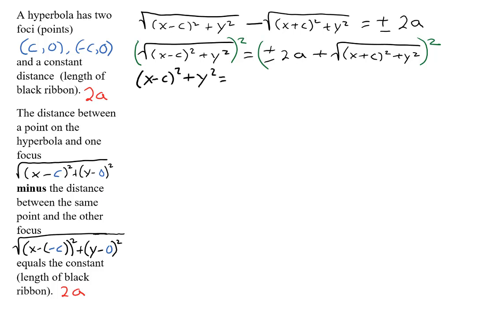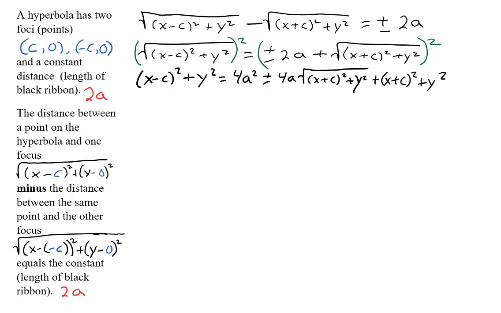So we need the first term squared. The first term is the plus or minus 2a. When we square it, it's going to be positive, and we get 4a squared. Then 2 times the first times the last: 2 times the plus or minus 2a times the radical. And finally, the last term squared. When we square the square root, we just get what was under the radical.